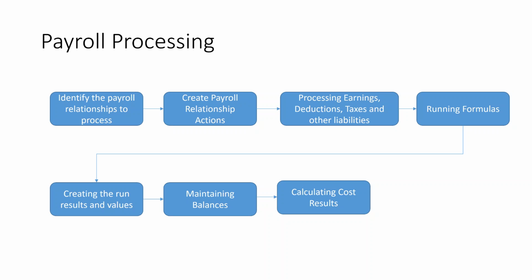So after running the fast formulas, it creates the run result values. Run result values are nothing but the payment amounts for the elements. These payment amounts automatically feed into the balances that are attached to the element. I will talk about balances in some time.